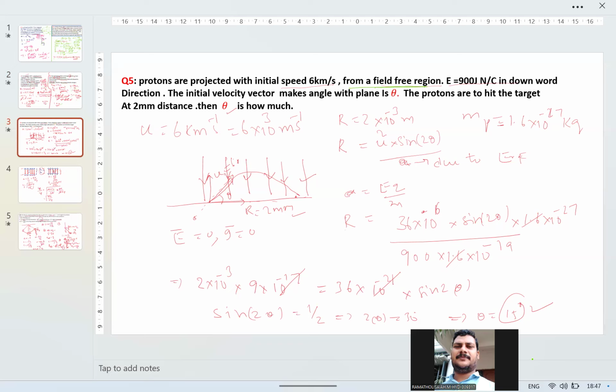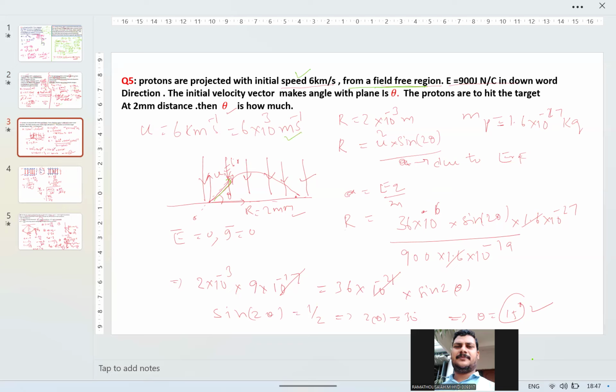That means down there is no field. From here it is projecting with some initial velocity u. So u is given in kilometer second inverse, convert it into meter second inverse.